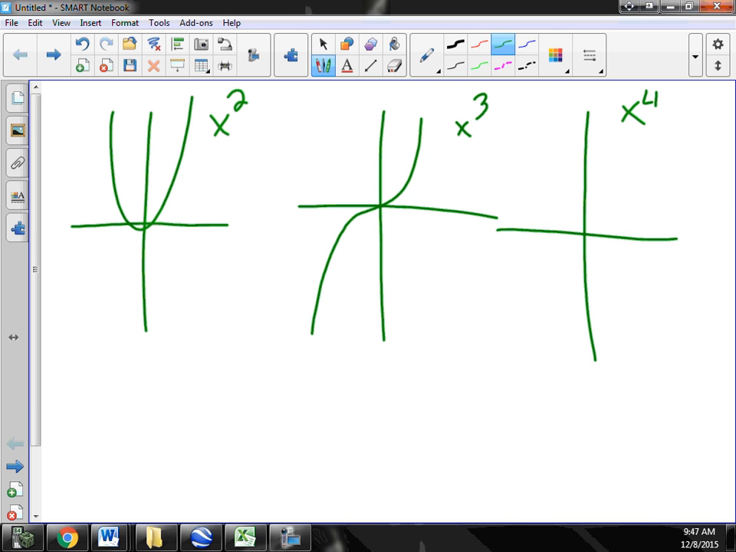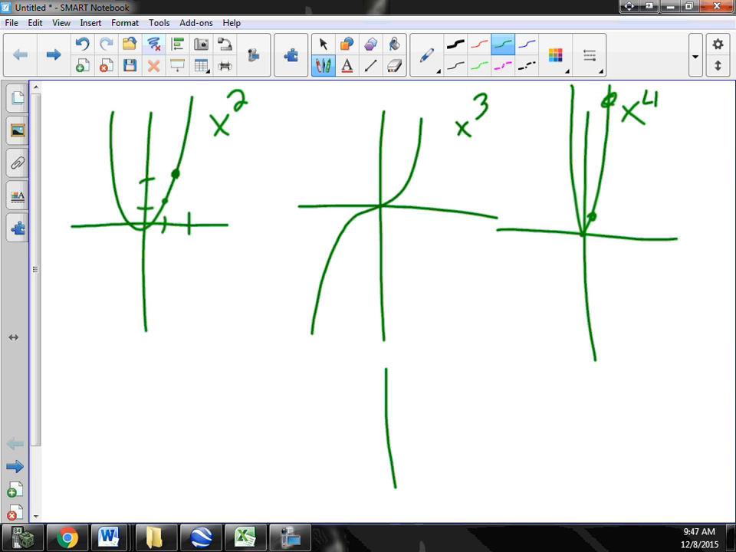It's going to look like x squared, but it's going to be a lot steeper. Right? 0 to the fourth is 0. 1 to the fourth is 1. 2 to the fourth is 4 times 4, which is 16. Whereas here, you'd have 1, 1, and then 2, 4. So x to the fourth looks just like x squared, only it's much taller.